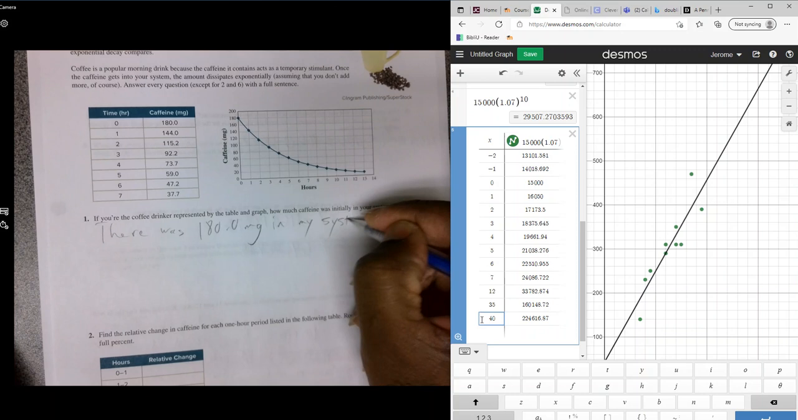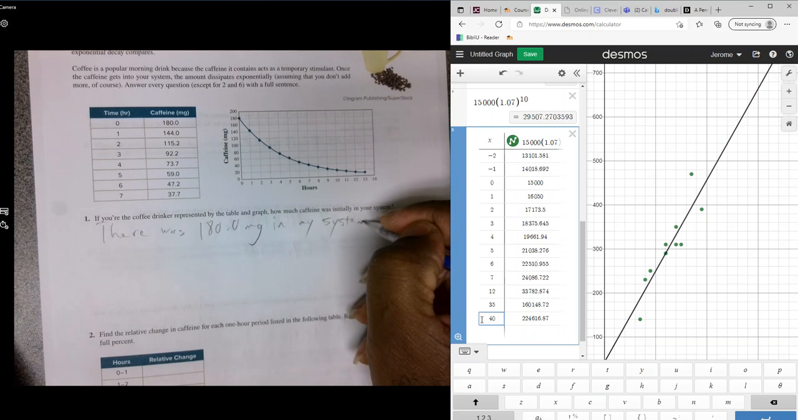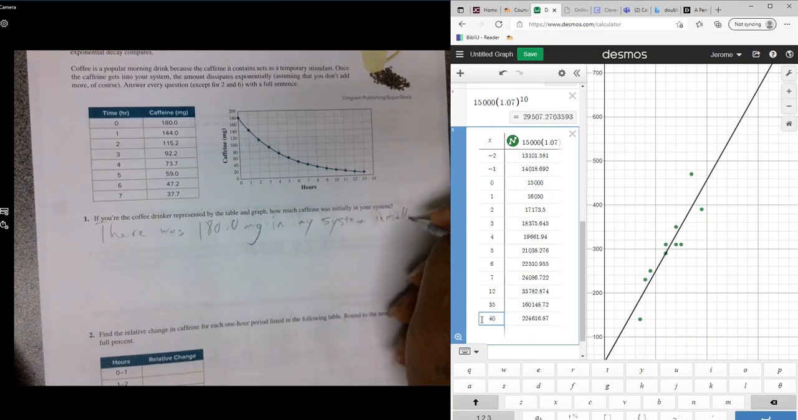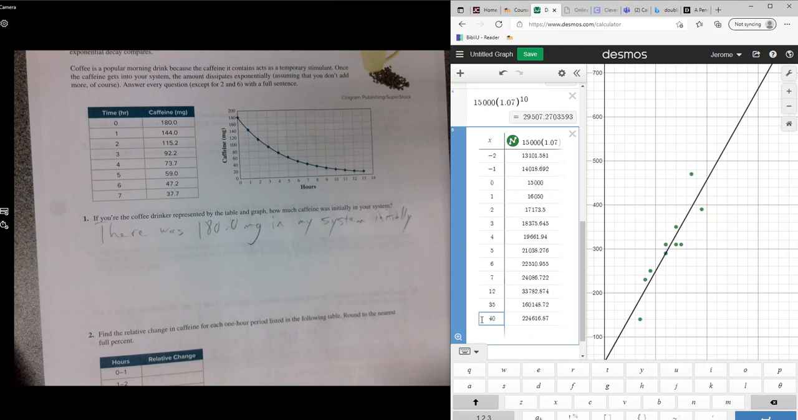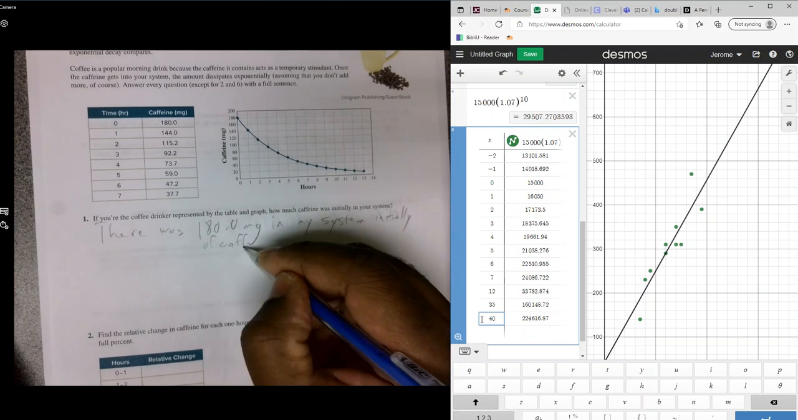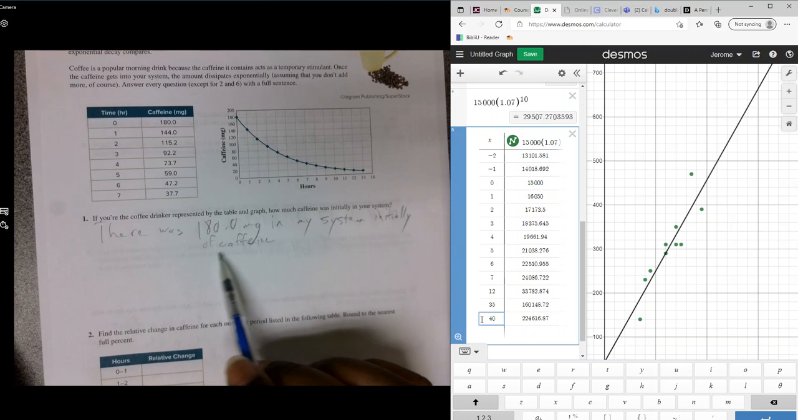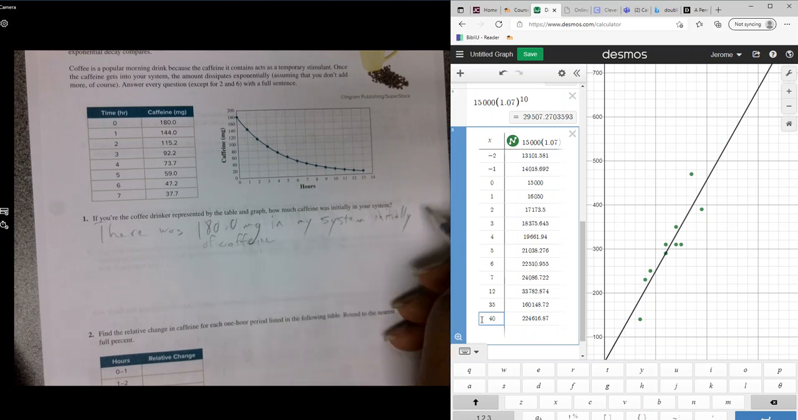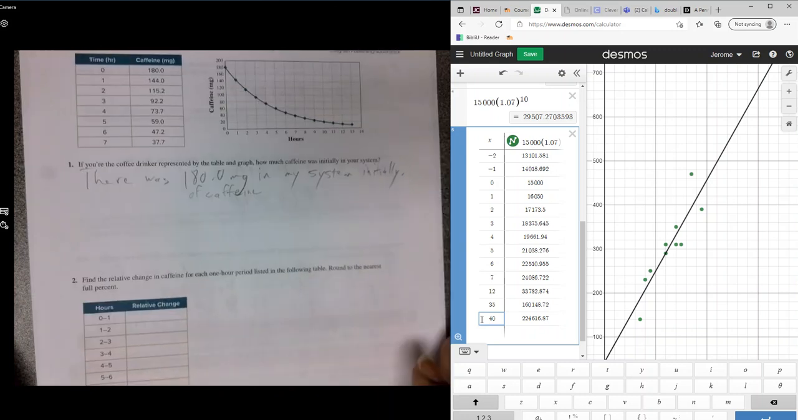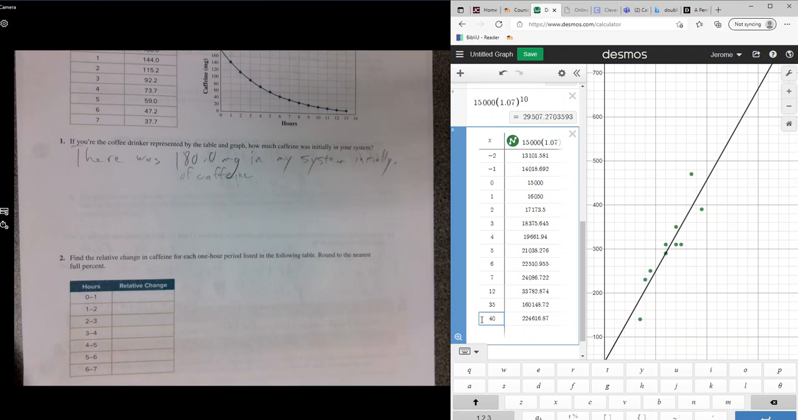Yeah, I should have said there was 180.0 milligrams of caffeine in my system initially. Okay, number 2. It says find the relative change in caffeine for each 1 hour period listed in the following table. Round to the nearest percent. So they're saying from 0 to 1, so 0 to 1 hour.